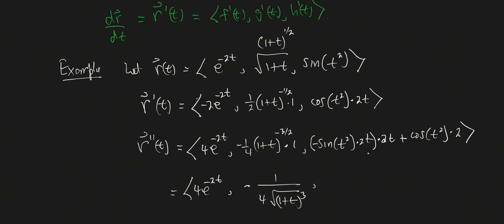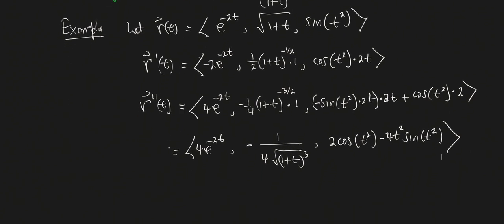And then the third component, let's see, since this term is positive, let's write that one first. So it's 2 cosine of t squared, and then here we have a -4t squared times the sine of t squared. And then close our vector. So that's the second derivative of this vector function. Going forward, we'll see what these vectors represent, but for now we just want to focus on the calculation, right?